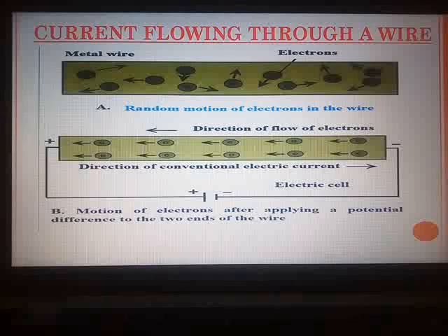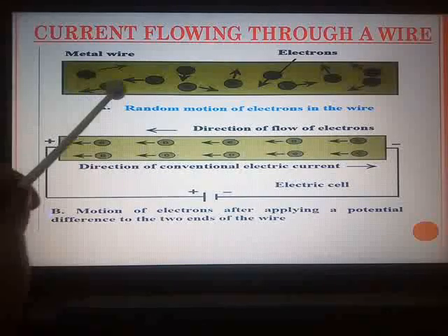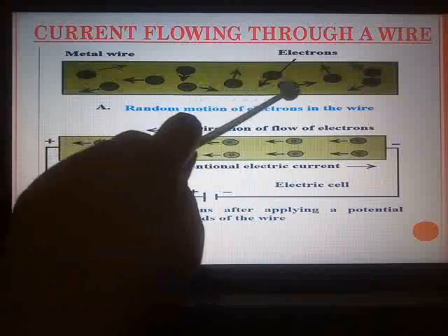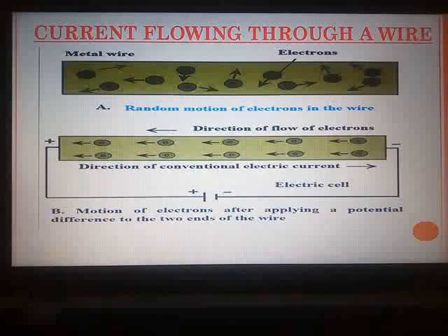You can see here in this figure, if a conducting wire is not connected to a cell, a very small example we will take. If your button is not switched on, will the electrical device which is connected to it start working? No. Similarly, if a conducting wire is not connected to a cell, then its free electrons move randomly in all directions in the space between the atoms. You can see here, they are in a state of random motion because the conducting wire is not connected to a particular cell. So this is the random motion of electrons in that wire.